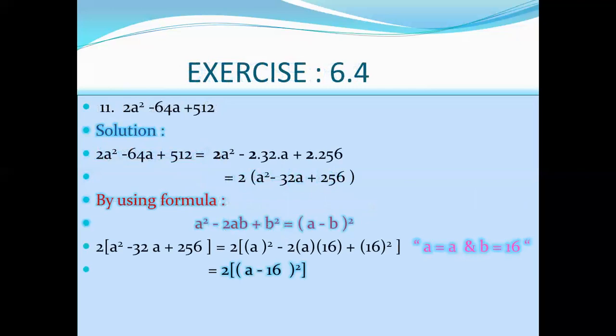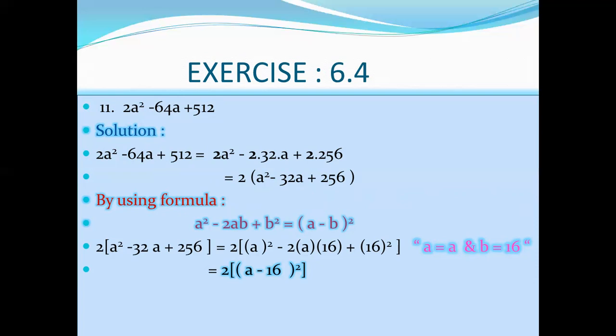2a square minus 64a plus 512. Same type of question we have done. This is 2. 2 is the square of which number? No number gives 2 when we take the square. It means that again we will split the numbers here. 2a square, you will make the factors of 64, which are 2 into 32, and of 512, 2 into 256. Now we took 2 common, and the remaining terms are a square minus 32a plus 256.